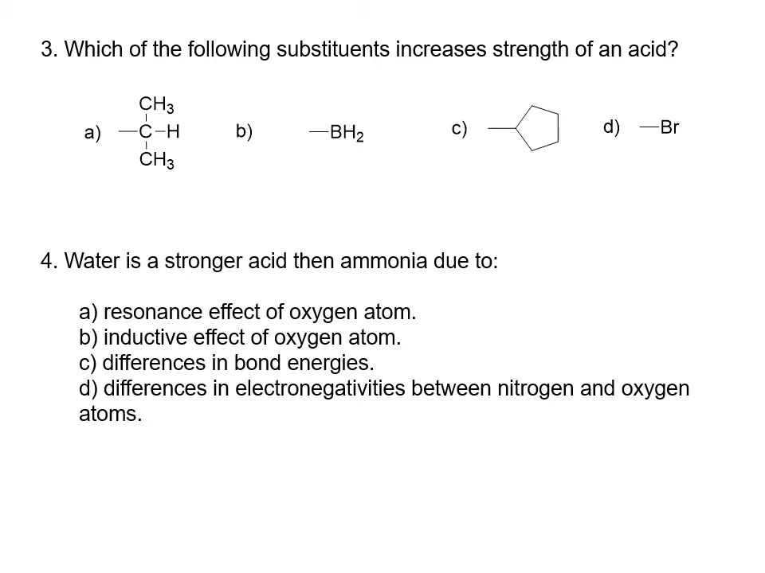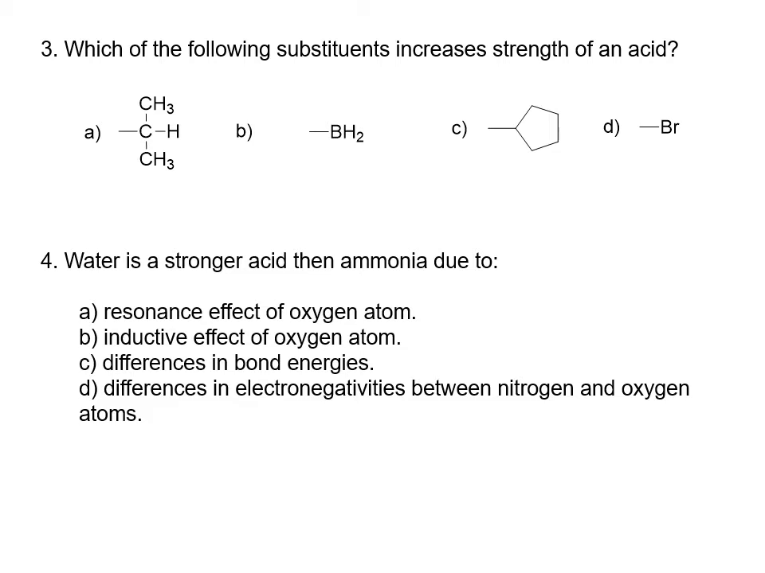Question number 3, which of the following substituents increases the strength of an acid? So a substituent that is more electronegative than carbon increases the strength of the acid, and a less electronegative substituent decreases the strength of the acid. Substituent A is an isopropyl group, so it's an alkyl group. Carbons have the same electronegativity, but hydrogens are present as substituents and they are less electronegative than carbon. So the more alkyl groups we have, the more CH bonds we have, the weaker the acid, because those are actually electron donating substituents. And so the isopropyl group will actually decrease the strength of the acid.